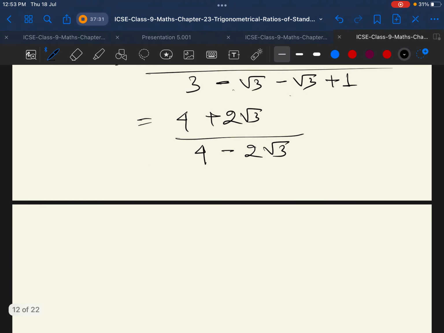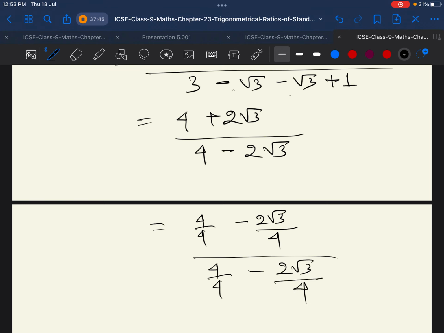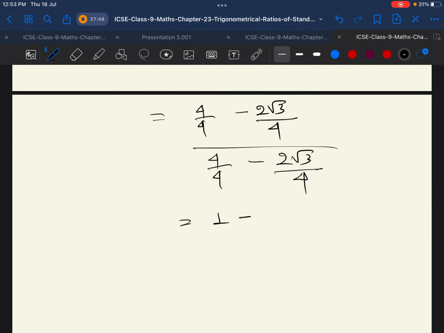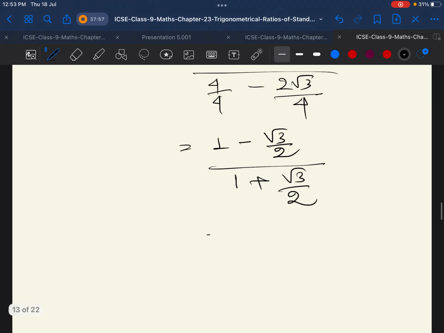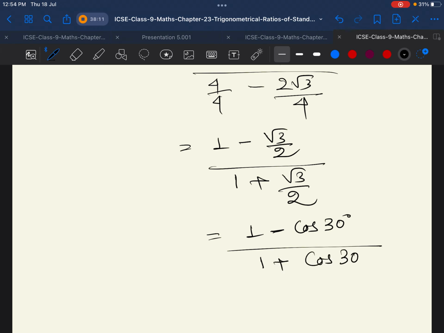Okay, now we divide both the terms by 4. Then we will get 4 by 4 plus 2 root 3 by 4 over 4 by 4 minus 2 root 3 by 4. So this will be 1 plus root 3 by 2 over 1 minus root 3 by 2. Okay, so we know root 3 by 2 is cos 30 degree. So we can write 1 plus cos 30 degree by 1 minus cos 30 degree.